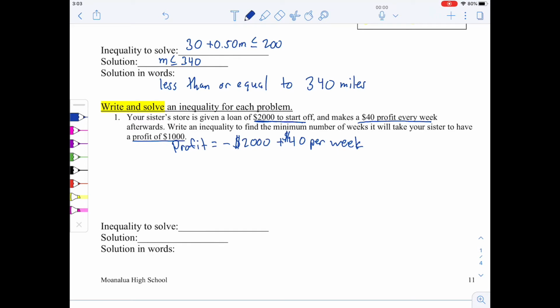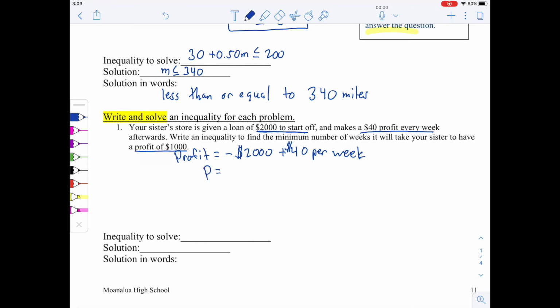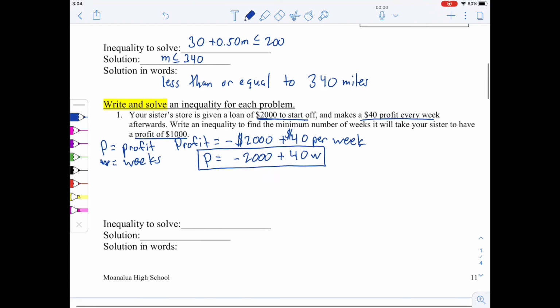So profit equals there, and then we can break it down with our letters. So we can make P equal to negative 2,000 plus 40 per week. Per week we can make a letter, let's say W for weeks, right? So this is our equation right there, and we define our letters, right? So P is equal to profit, and W is weeks. So always label what your variables are.